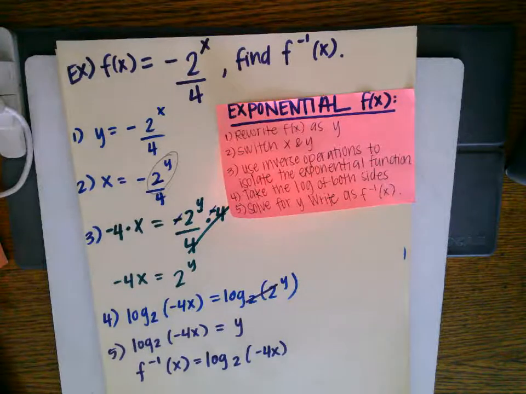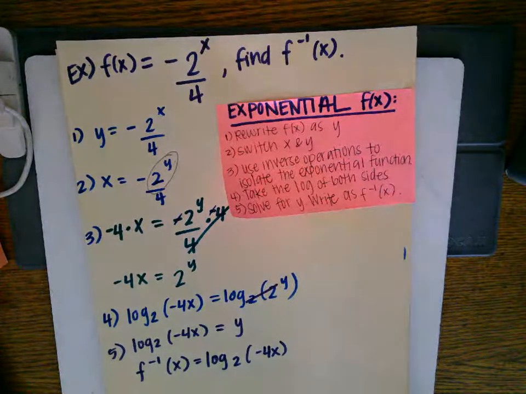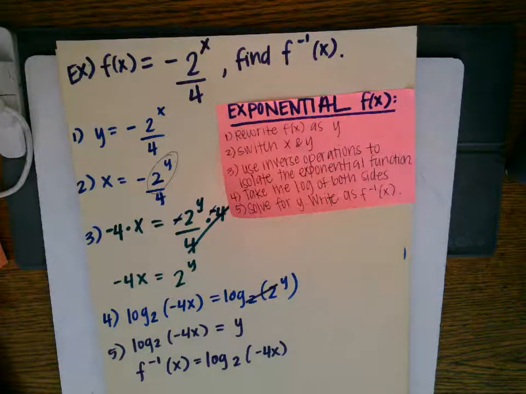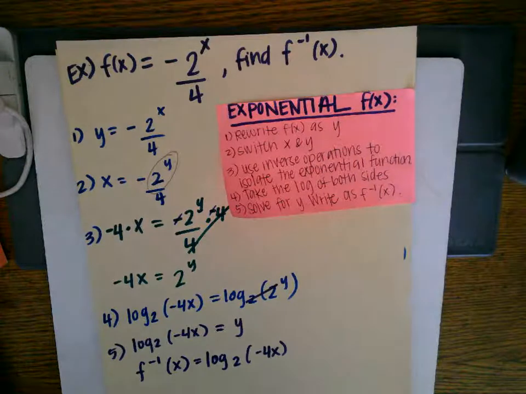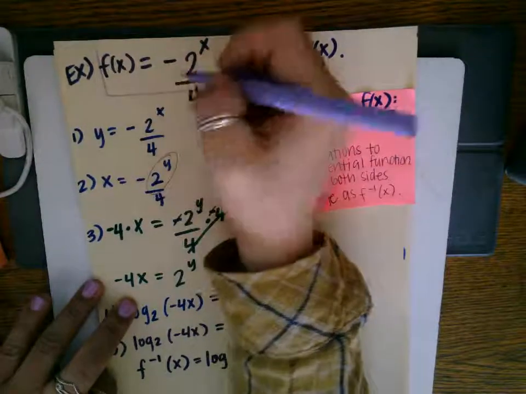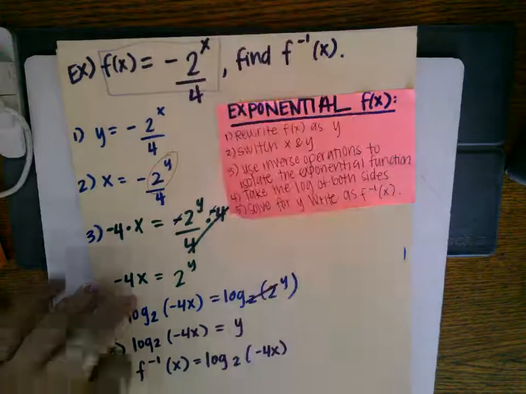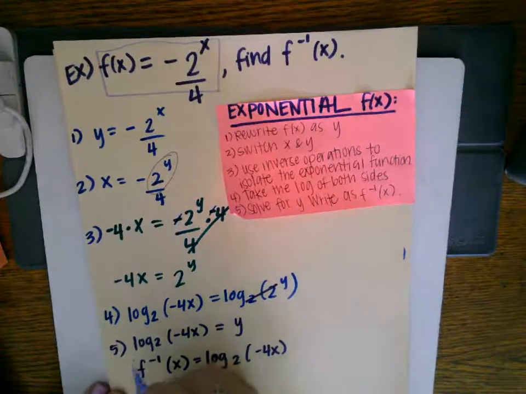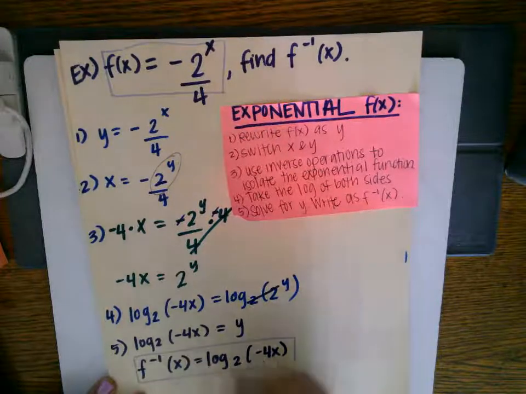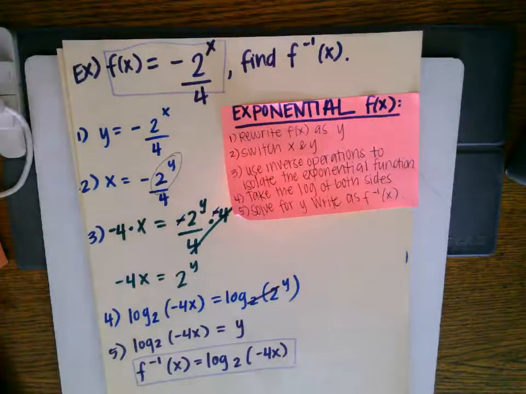Look at our original function. Our original problem that we set out to solve, all the way up at the top. Look at this guy. F of x is equal to 2 to the x divided by 4. And compare it to f inverse of x is log base 2 of negative 4 times x. What do you notice that seems like a connection between the original function f of x and the inverse function f inverse of x?